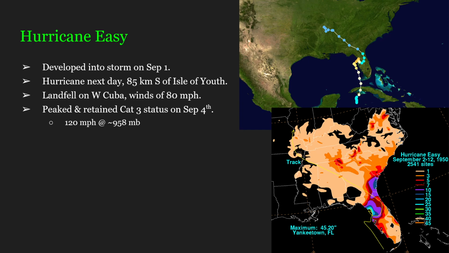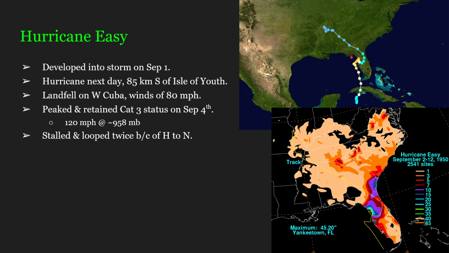This would not stop it from intensifying further, as it would peak on September 4th and keep this peak of Category 3. So those winds reaching 120 miles per hour at a pressure of around 958 millibars, which is a little on the high side even for a minimum Category 3.